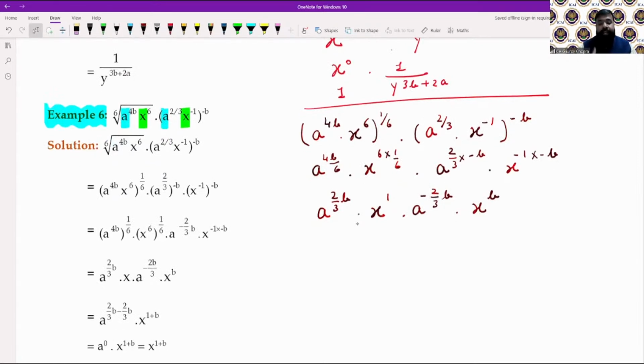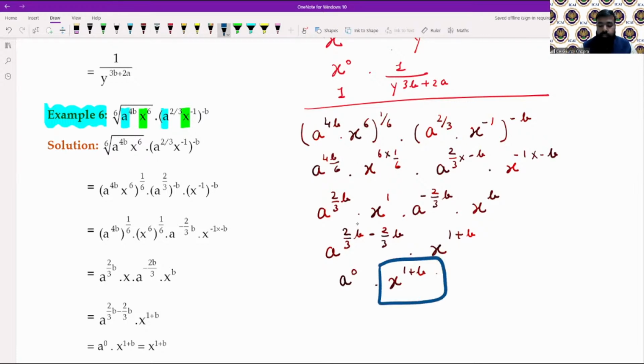So let us bring a together. So a to the power of 2 by 3b positive and 2 by 3b negative, and x to the power of 1 plus b. So what is left? A to the power of 0 and x to the power of 1 plus b. So this becomes the final answer: x to the power of 1 plus b. Okay.